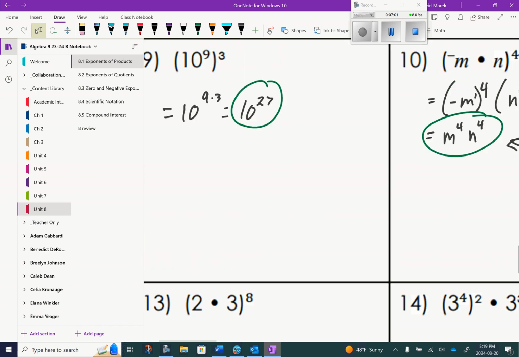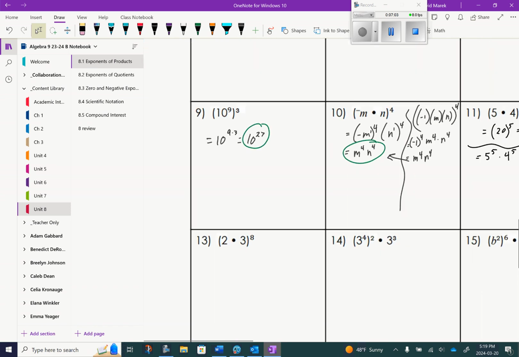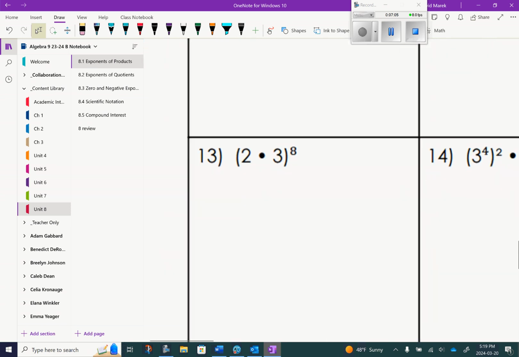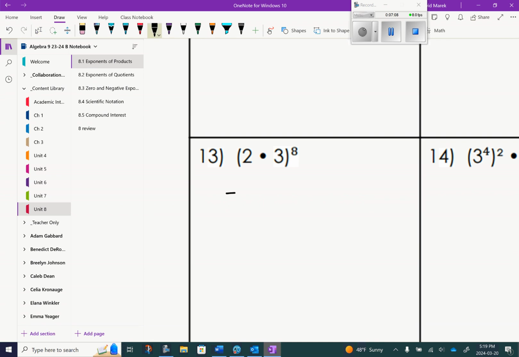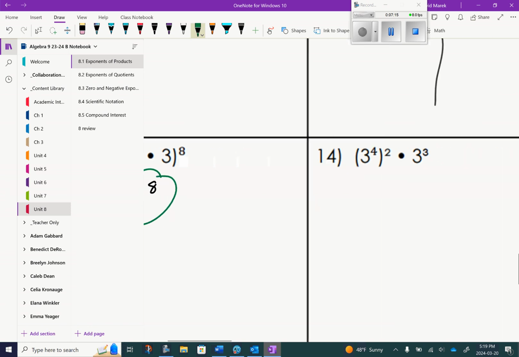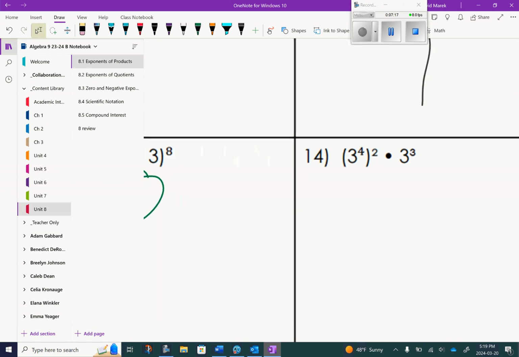Okay, something similar here in number 13 as I just did in number 11. Let's multiply, let's simplify. That's 6 to the 8th power. For number 14, this is interesting. We're going to use both power of a power rule and then the product rule. So again, order of operations, we need to take care of that exponent of 2 first.